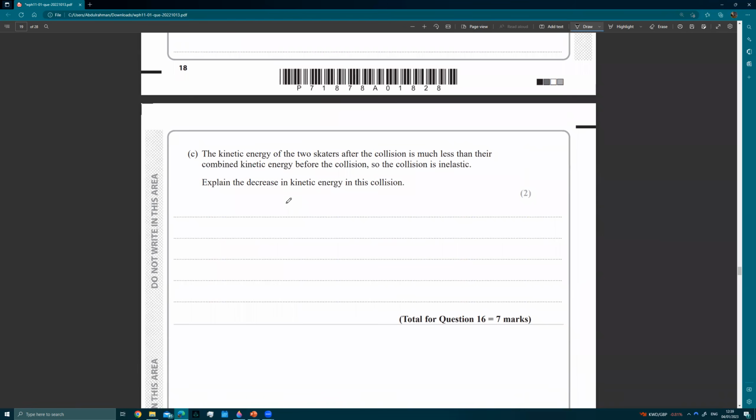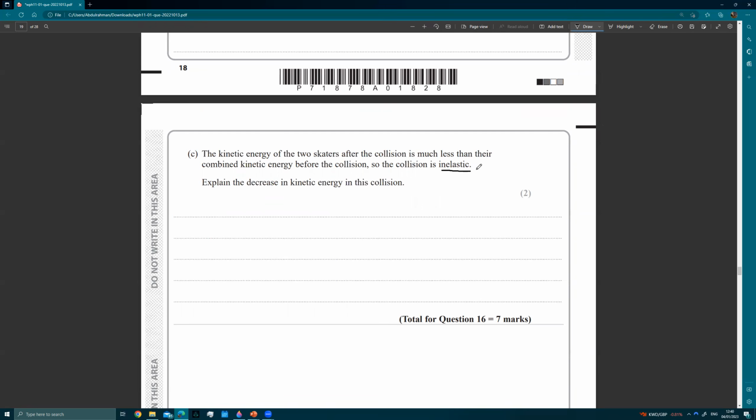Now it says the kinetic energy of the 2 skaters after the collision is much less than their combined kinetic energy before the collision. So the collision is inelastic. An inelastic collision is a collision where kinetic energy is not conserved. So you've lost kinetic energy after the collision due to, most of the time, energy transfer to the surroundings.